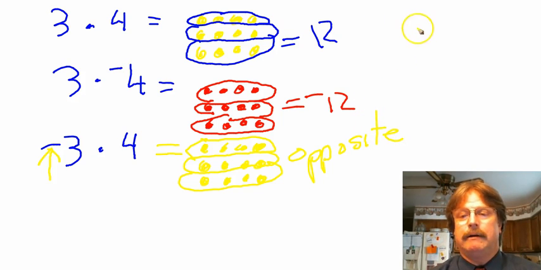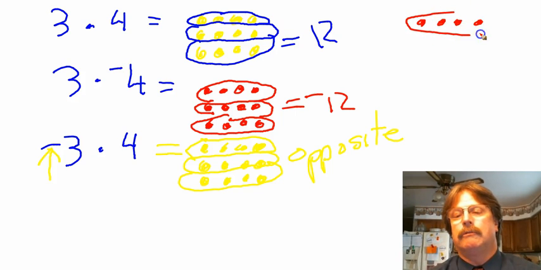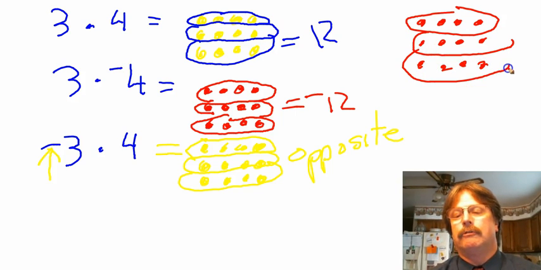So I want to come up here and I'm going to show you. I want to turn these now into, changing these into the negatives. So now I'm going to have 1, 2, 3, 4. So that's one group. 1, 2, 3, 4. There's my second group. And then 1, 2, 3, 4. There's my third group. So I have 1, 2, 3, 4, 5, 6, 7, 8, 9, 10, 11, 12. I have a negative 12.